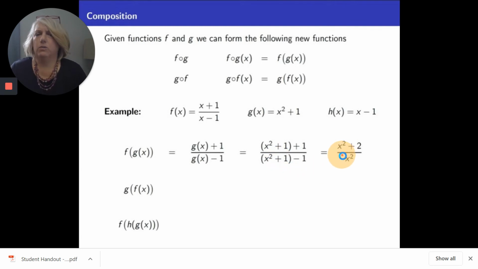Now, it doesn't really have to be shown. You can go from here all the way over to here as your first step. We're just showing you a little bit of extra detail. All right, let's take a look at the next one.